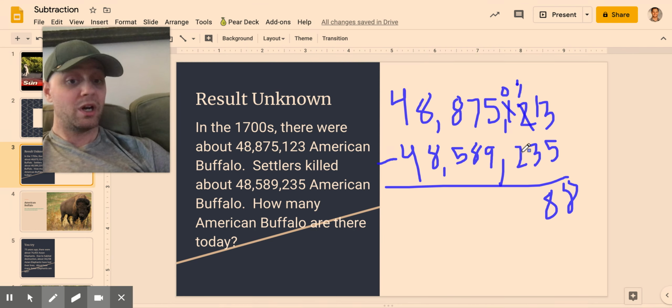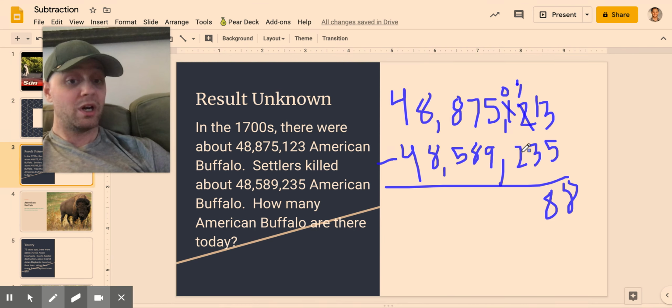Here's another one for you to try. 75 years ago, there were about 76,453 Asian elephants. Due to habitat destruction, there are 34,258 Asian elephants less today. So how many Asian elephants are left today? What's the current population? So here's how many there were 75 years ago. This is how many fewer there are. Let's find out how many there are now.